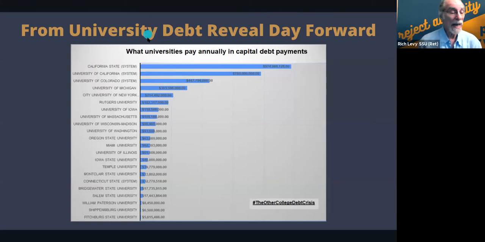Debt Reveal Day also helped us reveal that the average unweighted debt service, what campuses pay as a proportion of their annual budget, for public universities was about 5%, and for a very limited sample of private universities, about 4%. Can I get the next slide?